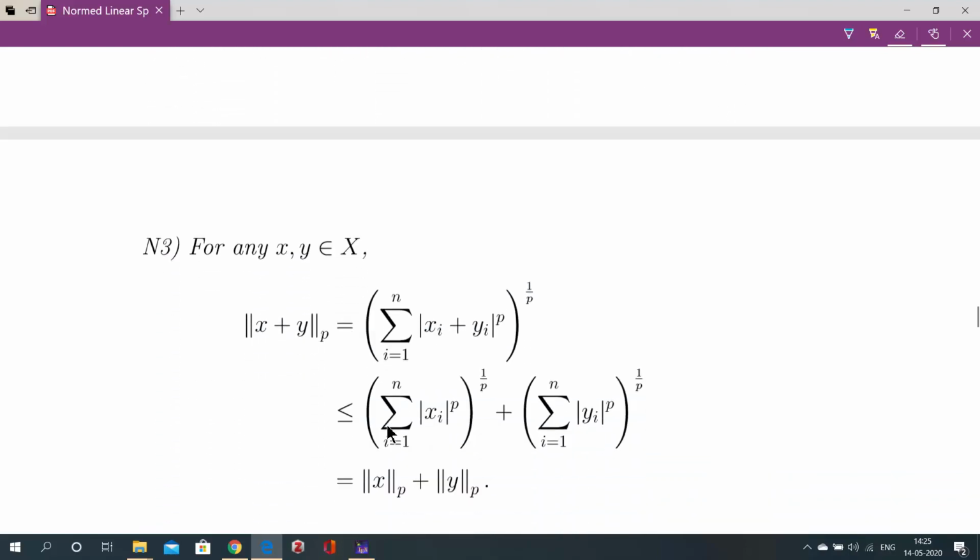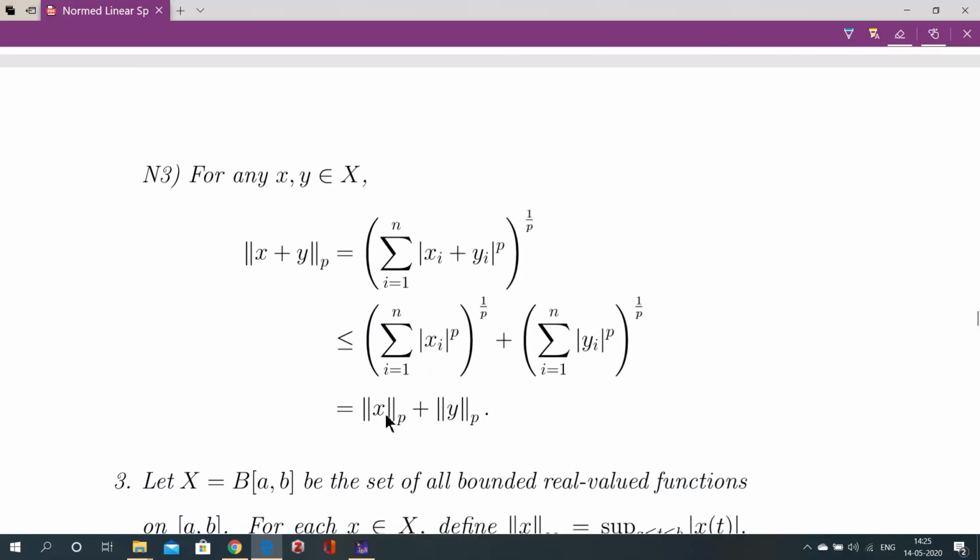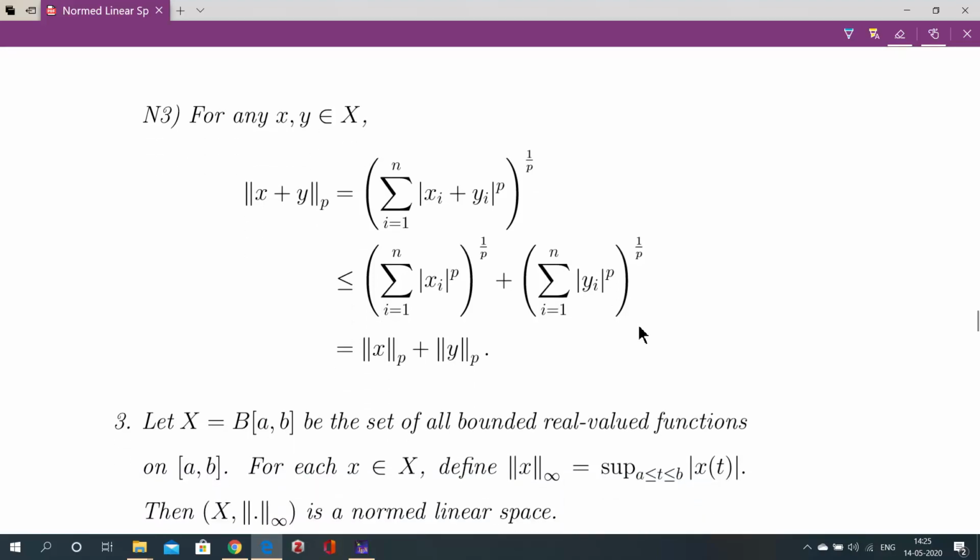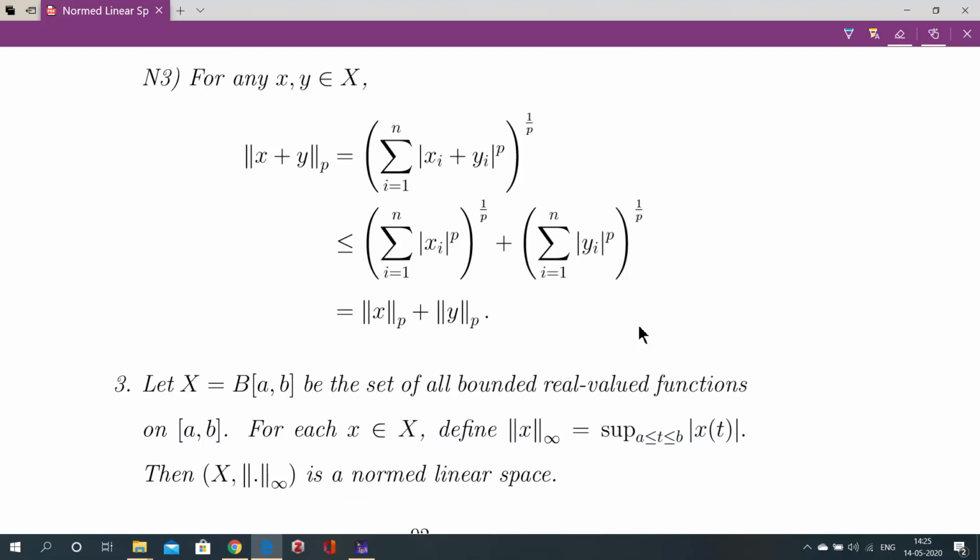The third property is the triangle inequality over the norm. So norm of x plus y over p is equal to the summation of modulus of x_i plus y_i to the power p, whole raised to power 1 by p, which is less than or equal to the summation of modulus of x_i to the power p, whole raised to power 1 by p, plus the summation of i equals 1 to n of modulus of y_i to the power p, whole raised to power 1 by p. This is using the inequality we have done earlier. So which is equal to norm of x over p plus norm of y over p.